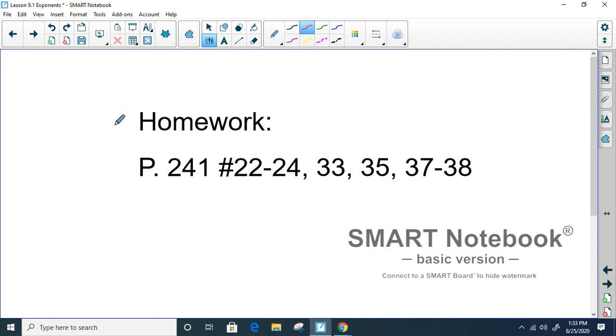All right, so at this point, we are going to stop and do some whiteboards together. Then this will be your homework assignment. So if you need to write this down in your planner or on your to-do list, you are going to start on page 241. You need to do 22 through 24. So that means that you also need to do 23, 33, 35, 37, and 38. That will be your homework.